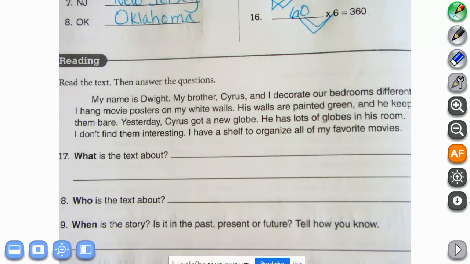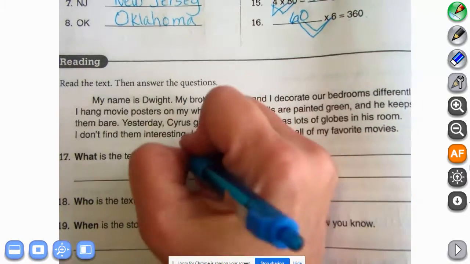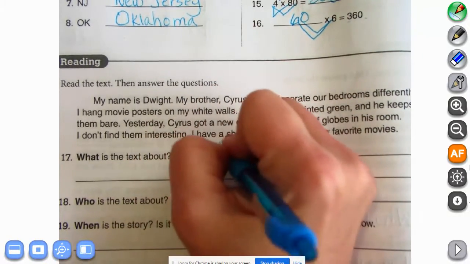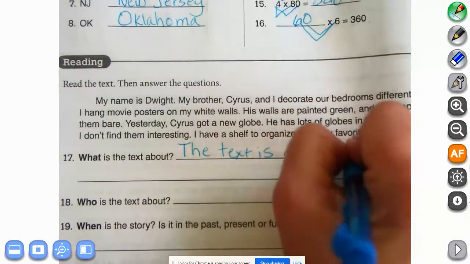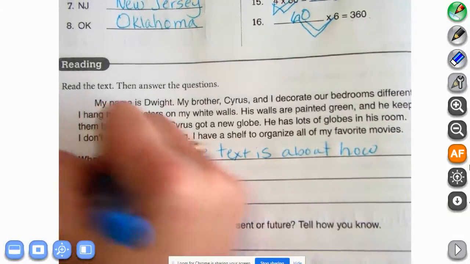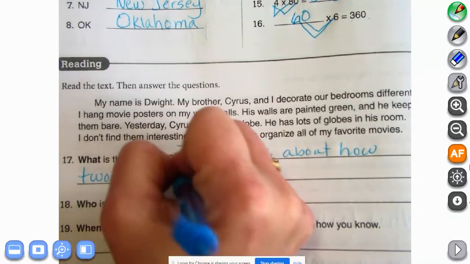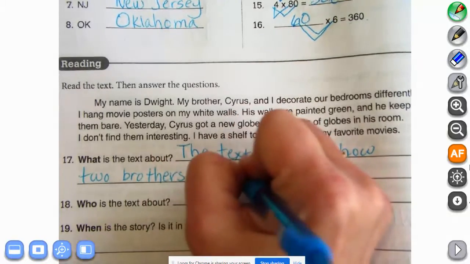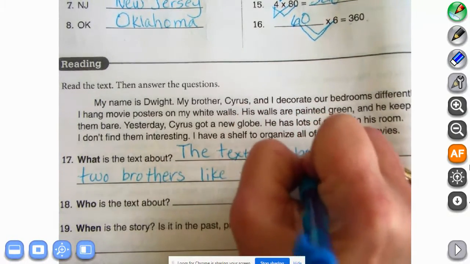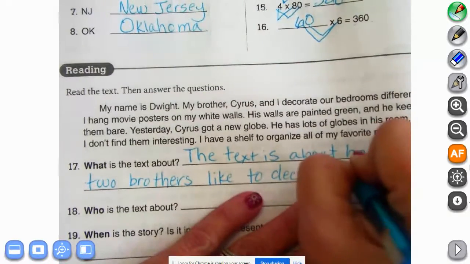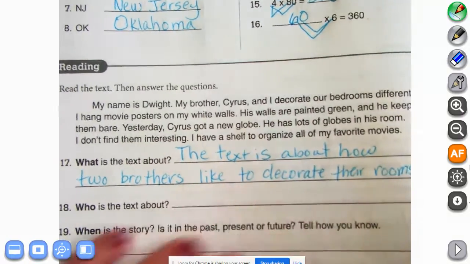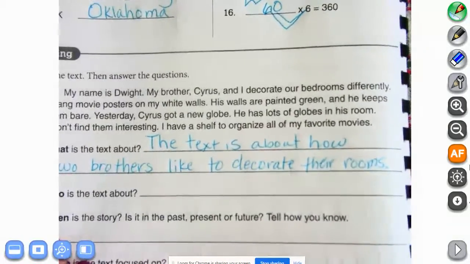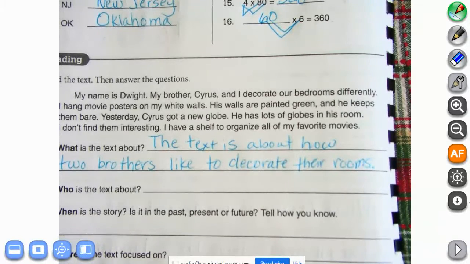So what is the text about? We're going to use part of the sentence. The text is about how two brothers like to decorate their rooms. Okay, they like to decorate them differently. How do they like to decorate? Okay, the text is about how two brothers like to decorate their rooms.